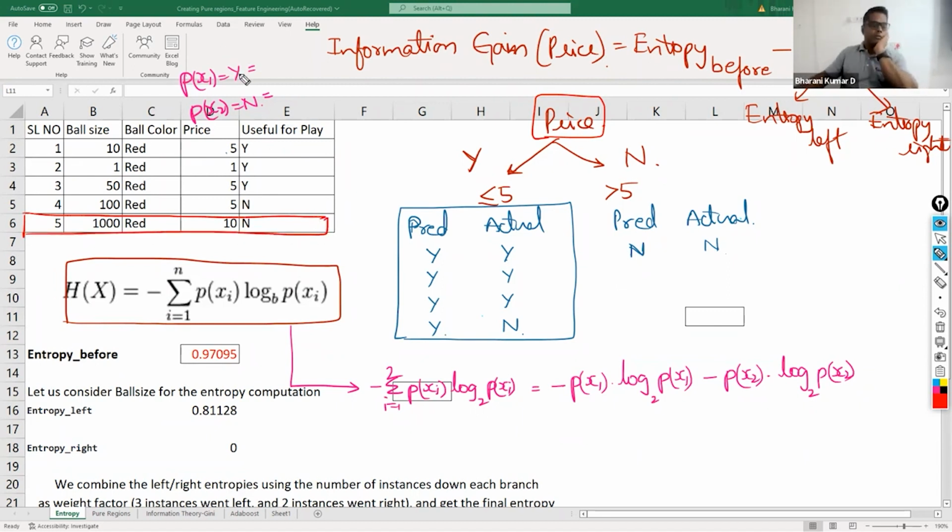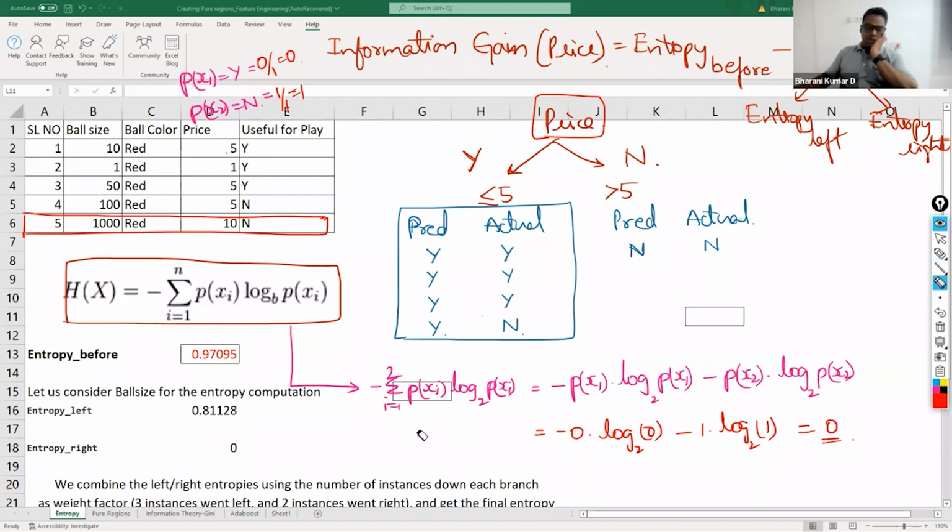So what will be the probability of yes? How many yes do we have here? 0 out of 1. And how many no do we have? 1 out of 1. 1 by 1 is 1, 0 by 1 is 0. So how do you write it? Minus 0 into log of 0 base 2 minus 1 into log of 1 base 2. 0 into anything is 0, minus 1 into log of 1 is 0. So overall you get 0. Correct? So entropy towards the right side is 0.